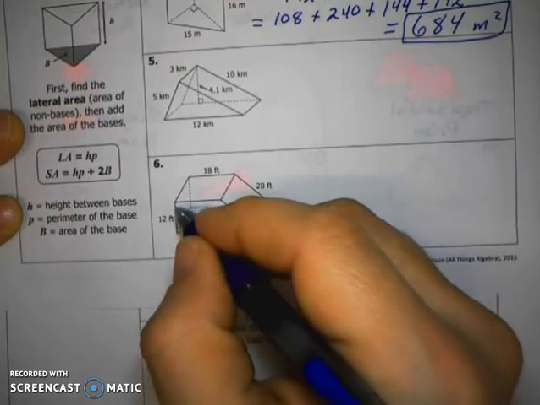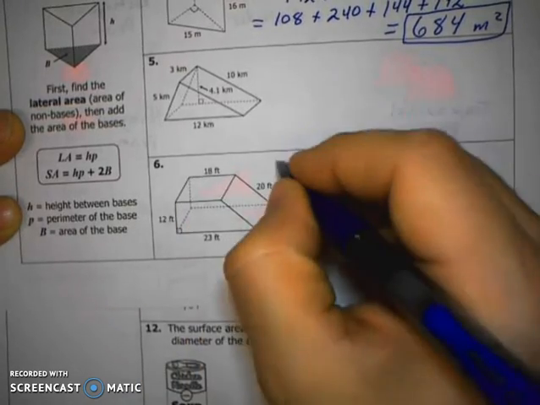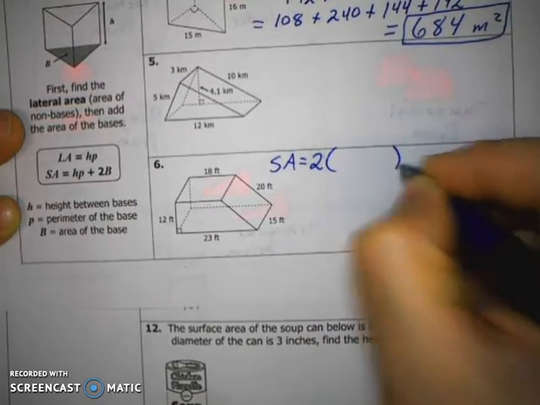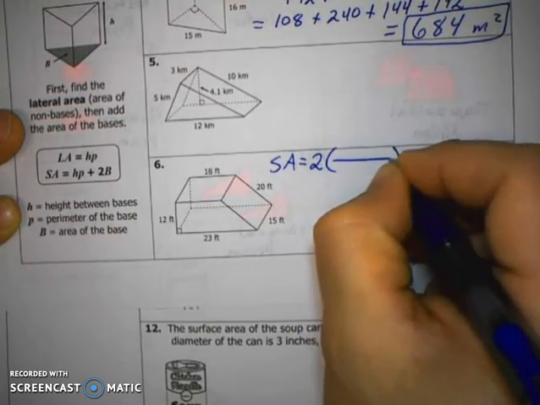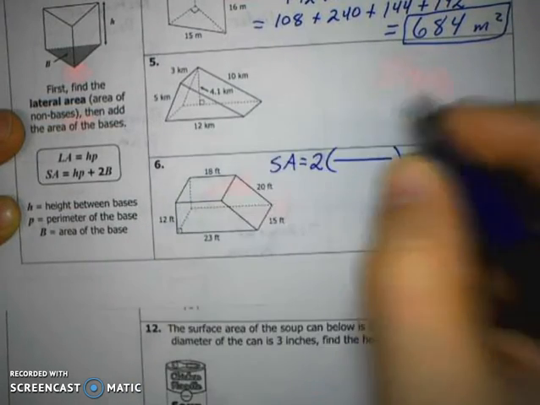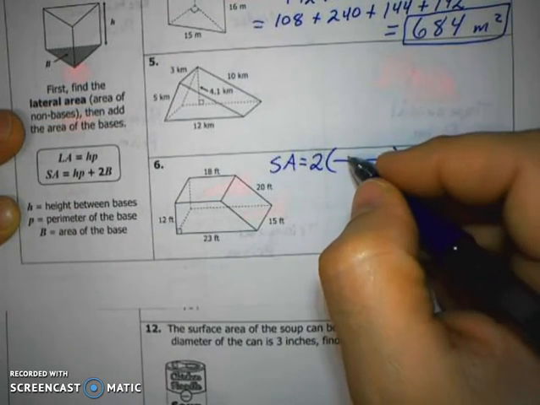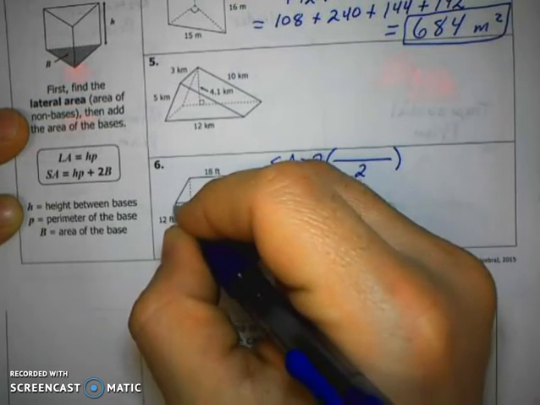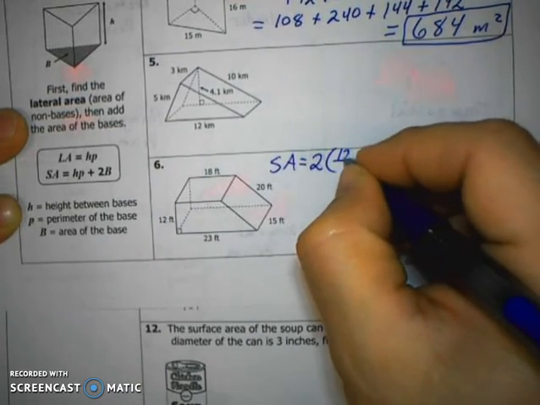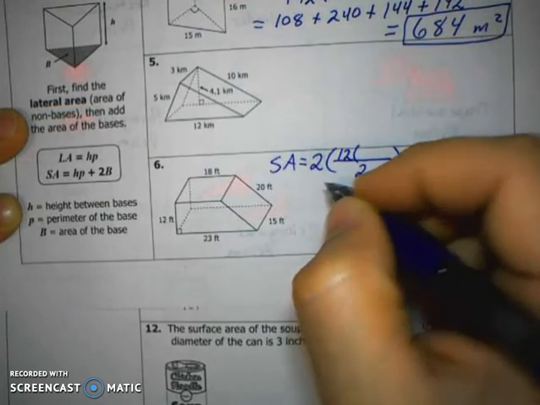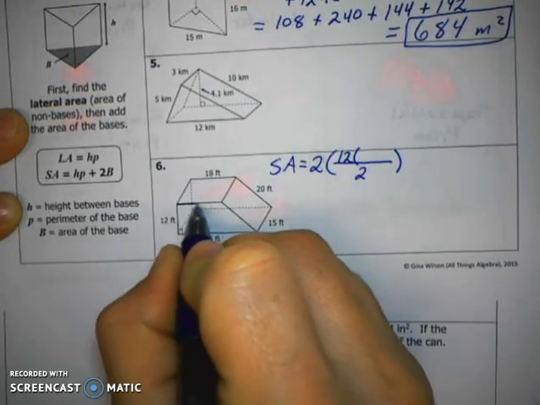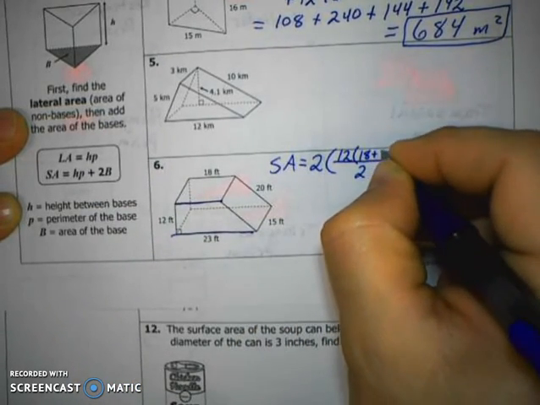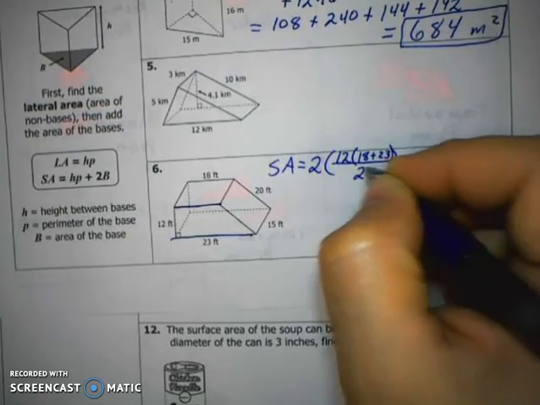The bases are these parallelograms at the front and back. So your surface area starts with 2 of the area formula for trapezoids. Okay, there's a trapezoid at front, trapezoid at back. And remember, that is height of the trapezoid times the sum of the bases divided by 2. The height of each trapezoid is 12. The sum of the bases, the 2 different bases, are 18 and 23. So we write 18 plus 23. And that's all over 2.